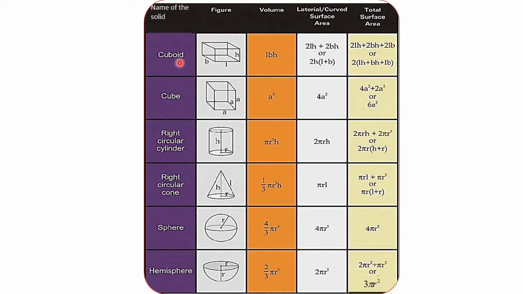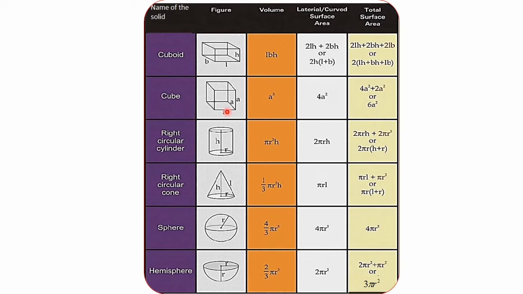The first shape is cuboid. Length is represented by the letter L, breadth is represented by B, and height is represented by H. Then the volume is L into B into H. Lateral surface area is 2H into L plus B, and the total surface area is 2 into LH plus BH plus LB.